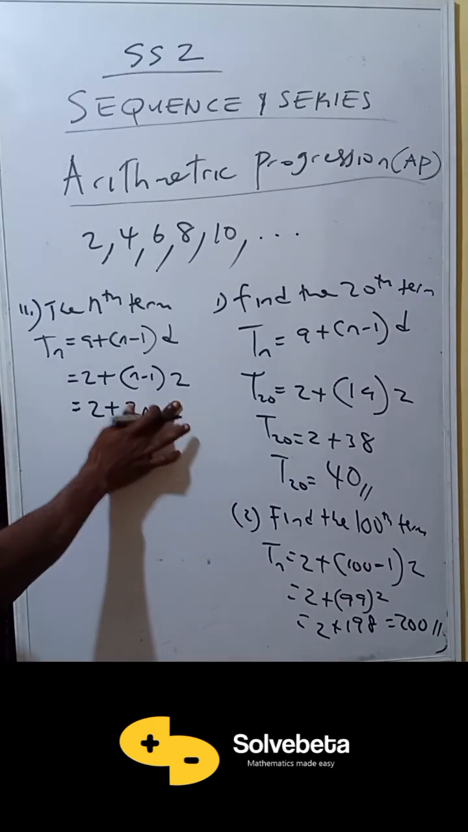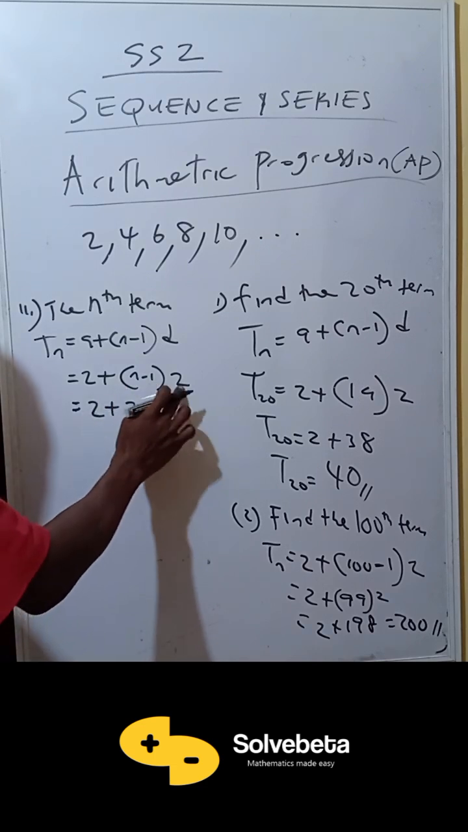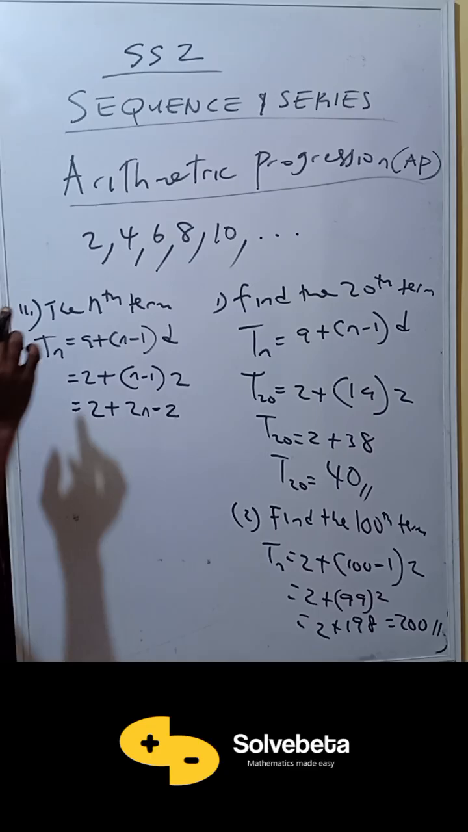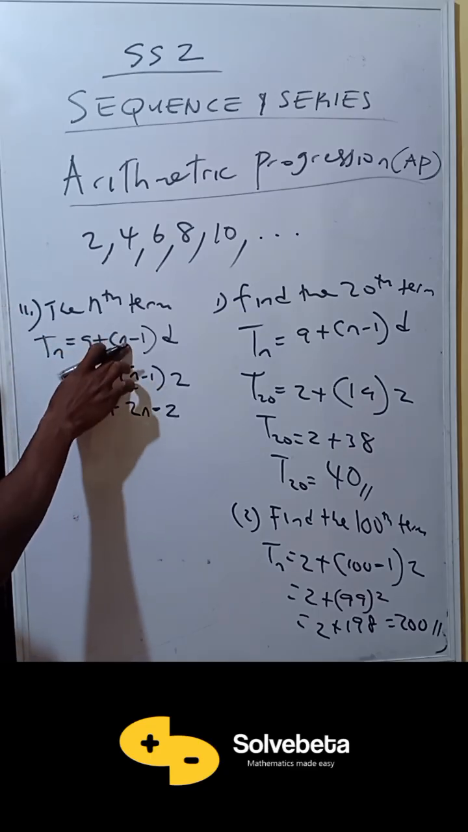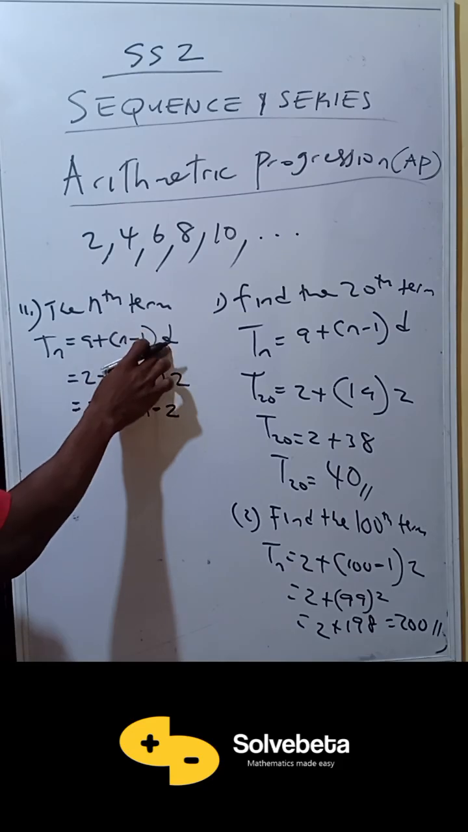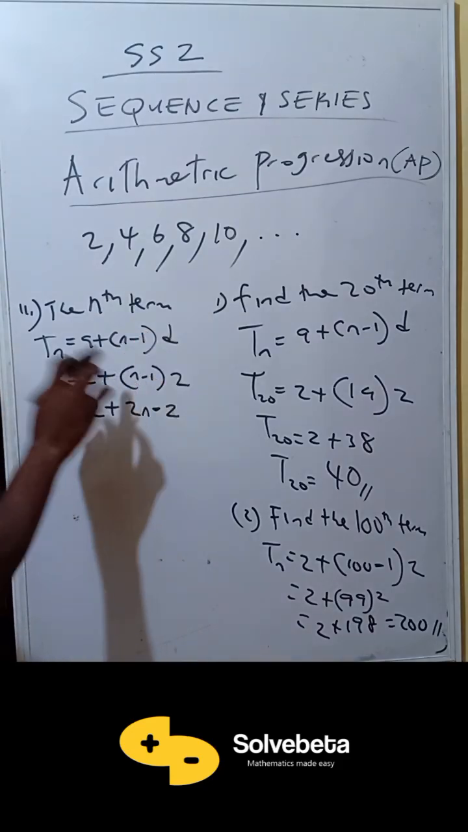Oh, sorry, 2n minus 2 times n is 2n, minus 1 times 2 is minus 2. We are trying to get the n term. To get the n term, you will not substitute any value for n. You just leave n alone. You substitute the value for a, which is 2. You substitute the value for d, which is 2. But you leave n alone.